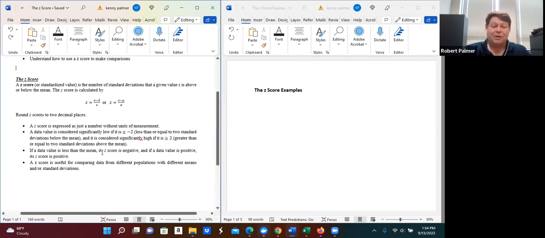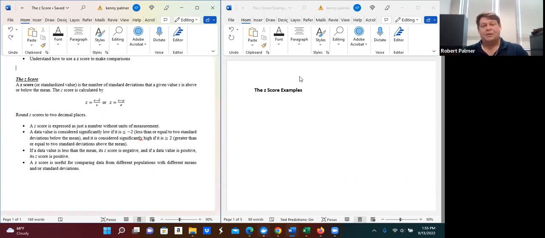If the data value is less than the mean, the z-score is negative, since in that case the mean would be larger than x. If it's positive, the data value is above the mean, because x would be greater than the mean. Finally, z-scores are useful for comparing data from different populations with different means and standard deviations. Let's take a look at some examples over here on the right.